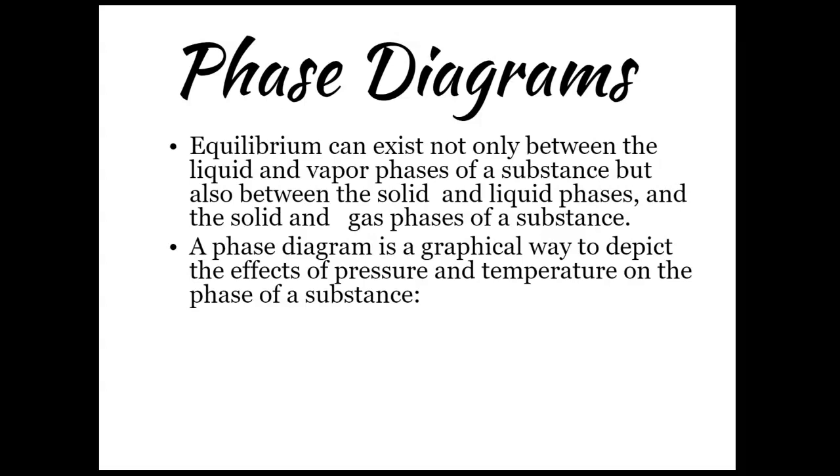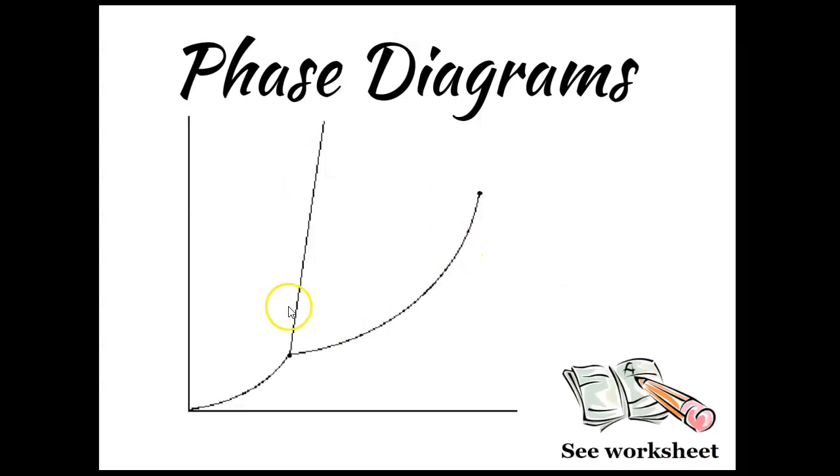So equilibrium can exist not only between liquid and vapor phases of a substance, but also between solid and liquid phases and solid and gas phases of a substance. A phase diagram is a graphical way to depict the effects of pressure and temperature on a phase of a substance, any substance.